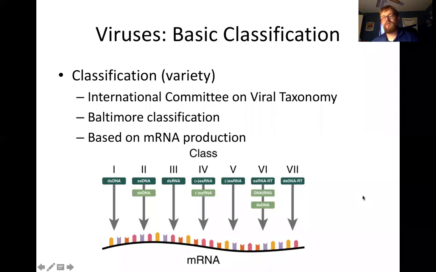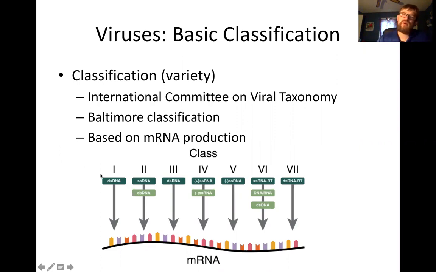And viruses, again, because this whole question of are they dead, are they alive, means that classification systems vary. One of the common ones that's used is the Baltimore classification system. And basically, what this is doing is classifying viruses based on the starting nucleic acid that they have.